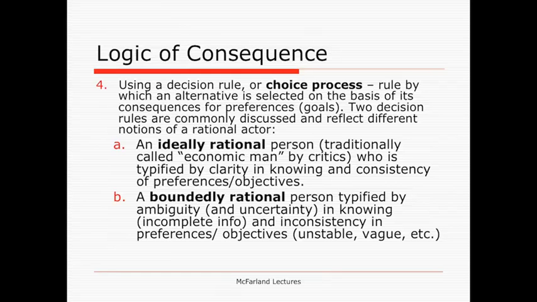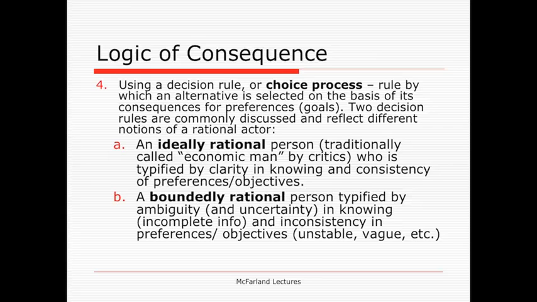The fourth aspect of a rational decision process, or the logic of consequence, concerns using a decision rule, or a choice process. Graham Allison refers to this as an inference pattern. Here the choice process is a rule by which an alternative is selected on the basis of its consequences for preferences or goals. Two decision rules are commonly discussed and reflect different notions of a rational actor.